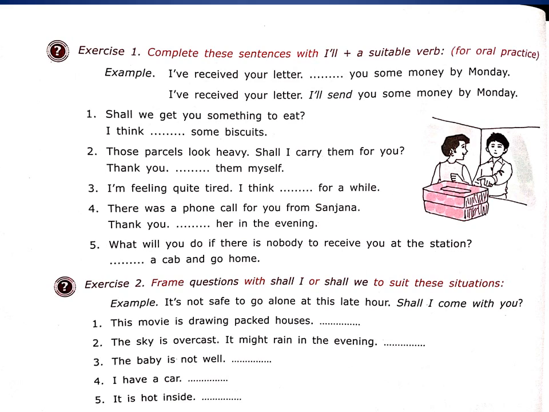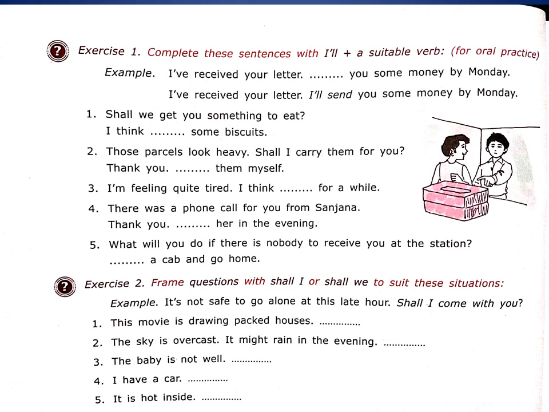So like this, you need to complete the exercise. I'll do the first sentence for you. Shall we get you something to eat? I think dash some biscuits. Some biscuits means I'll have. So in the bracket: I'll have some biscuits. I'll have will be the correct answer here to complete the sentence. Like this, children, you need to complete all these sentences, right? Once again, I'm telling you: I think, dash some biscuits, means I'll have some biscuits. That's the correct answer of this first sentence. Rest you'll do it yourselves.